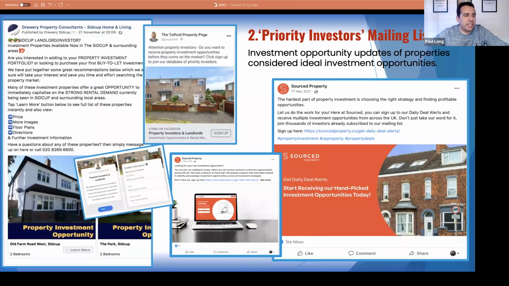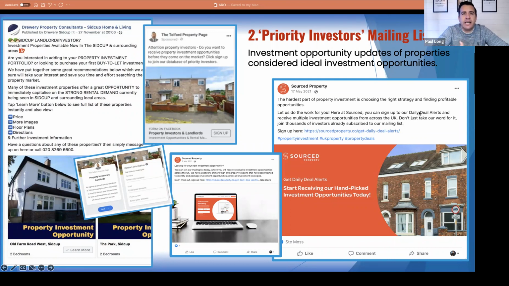So number 2, let's have a look at advert 2 on the list of adverts that provide value and are working extremely well for agents. Priority investors mailing lists, investment opportunity updates of properties considered ideal investment opportunities. And there's a few ways you can go with this. On the far left, we're using a lead advert where we're actually creating a list, a PDF that they can download of investment opportunities in the local town.